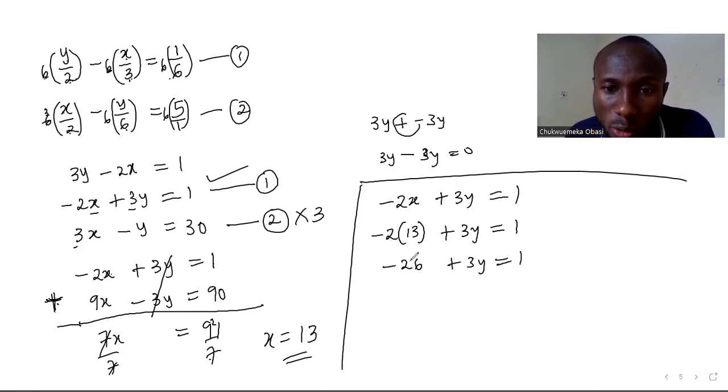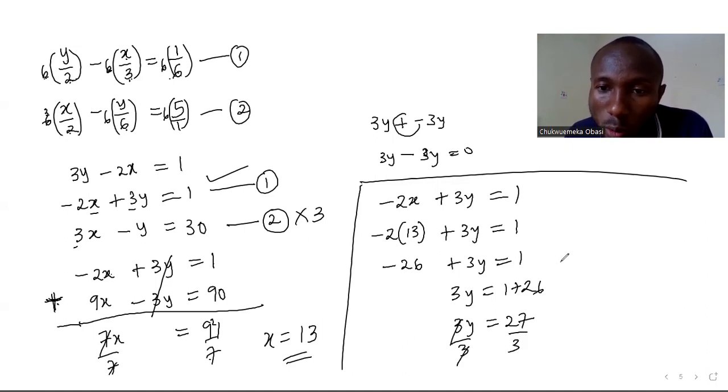And finally, you want to take minus 26 to the other side, so it becomes 3y is equal to 1 plus 26. And that will give me 27, right? And now you divide everybody by 3. So therefore, y will be equal to 9. Yes, 3 in 27 is 9. So our value of x is 13 and the y is 9.